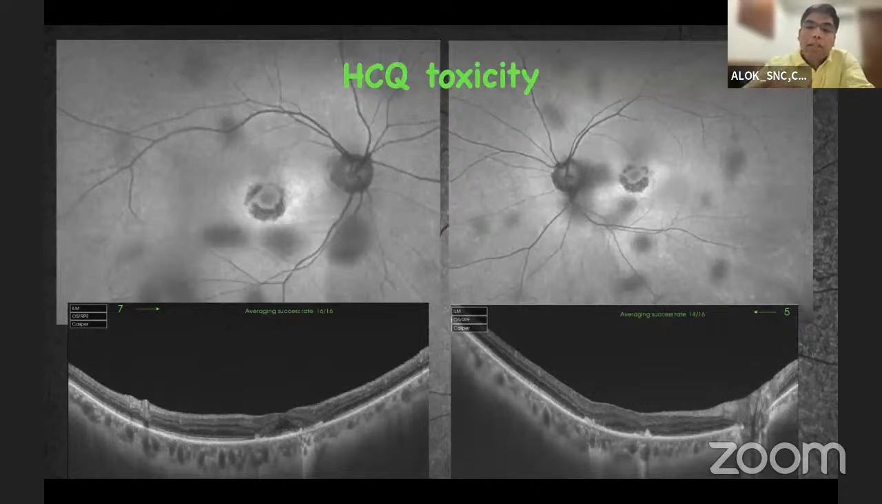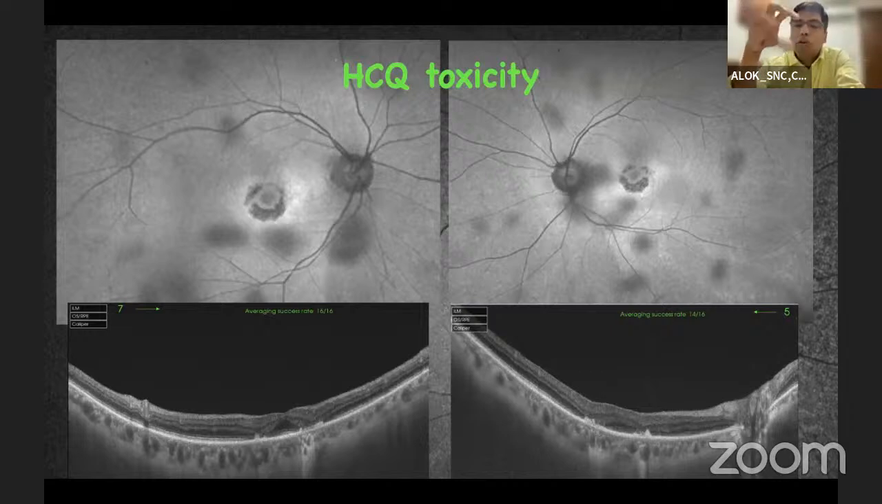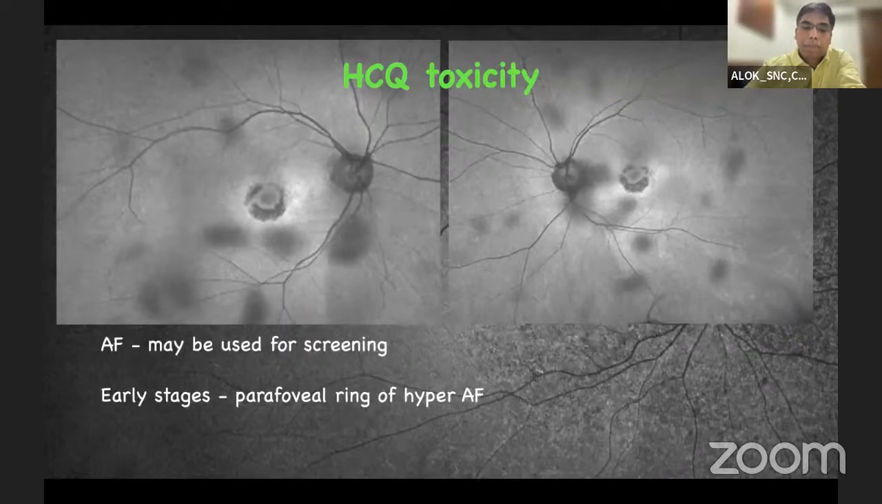And you can also see that there is some area of hyperautofluorescence. So the RPE is still very sick around that area of atrophy. Now, fundus autofluorescence can be used for monitoring patients on HCQ. In the early stages, you will have a ring of hyperautofluorescence, which later on, because of atrophy of the RPE, will have this kind of hypoautofluorescence. So it can be used for monitoring maculopathy in patients who are on HCQ therapy.